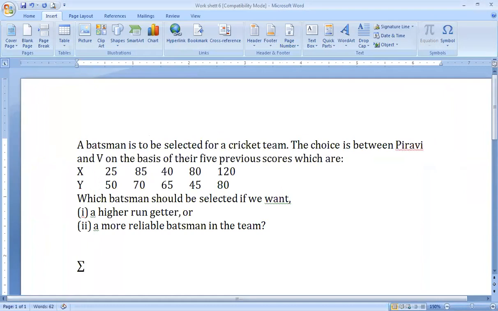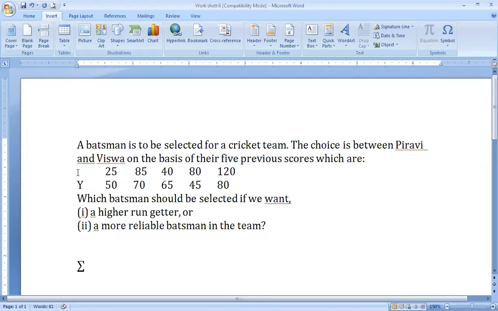They are in our class. So we need to select between two batsmen, Piravi and Vishwa. How are we going to select? Based on their previous 5 matches, the scores they have secured. Based upon that we are going to select a batsman.